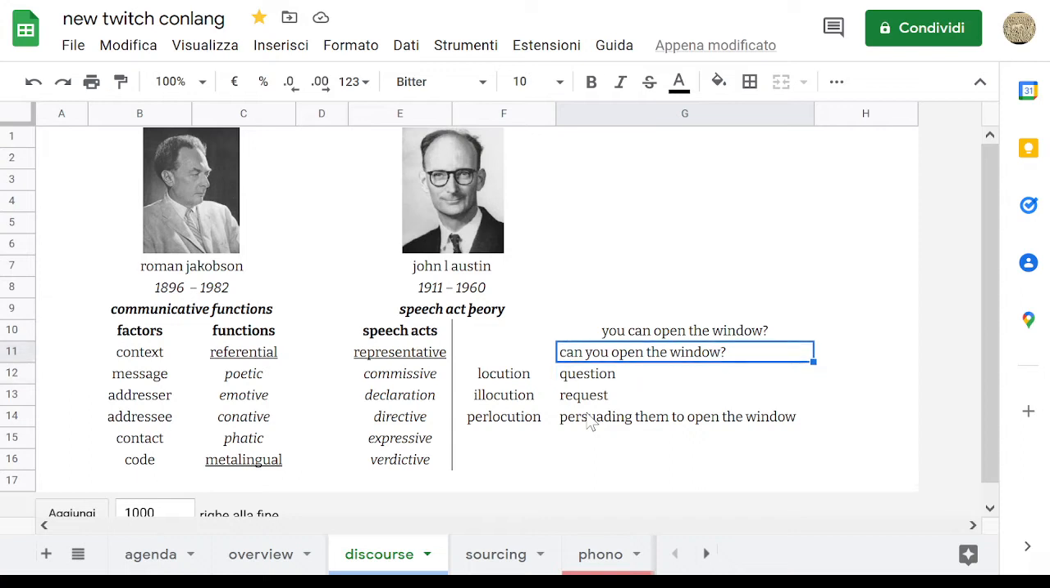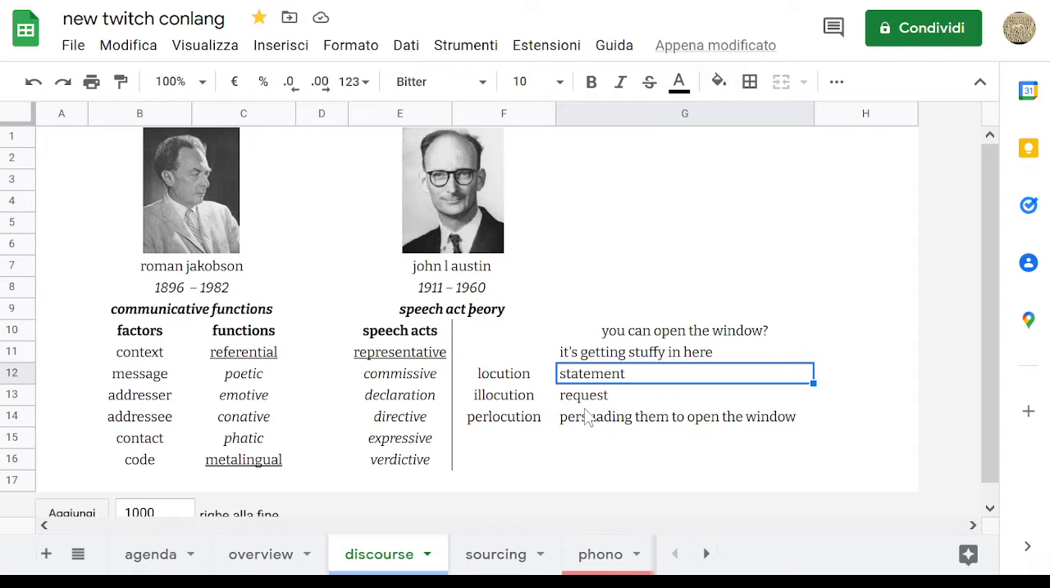And you can be even more indirect with this. Can you open the window? Because it's about ability, it seems a little bit clearer that it's a request than other things. If I could say something like, it's getting stuffy in here. That is a statement. So it might seem like you're just making a verdictive assessment of the quality of the air in the room. That's the locution. You've just made an assessment of the quality of the air.